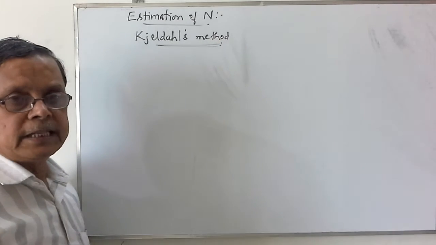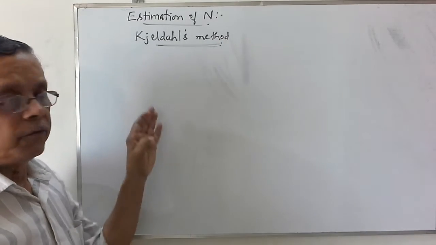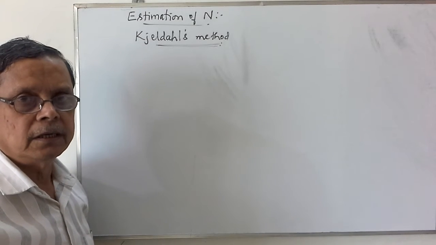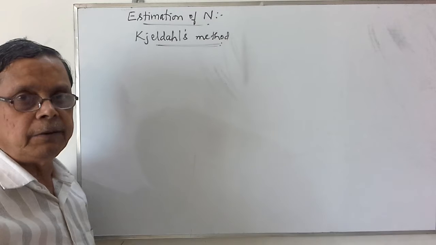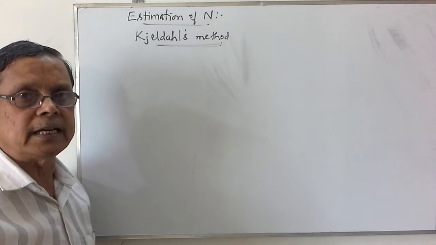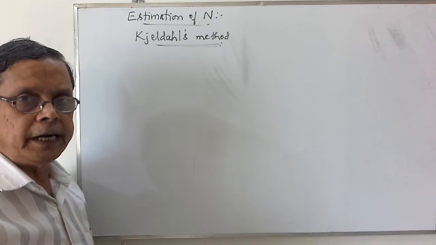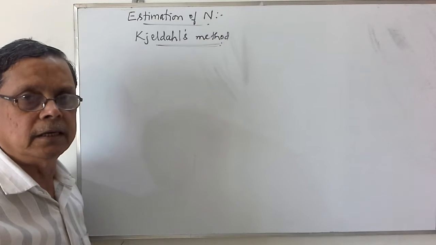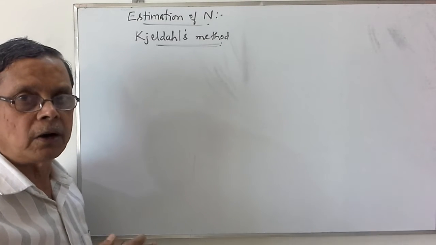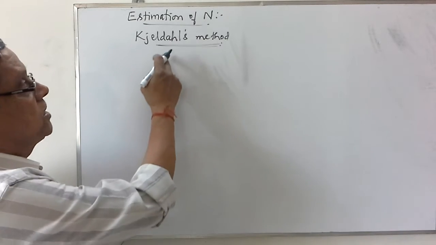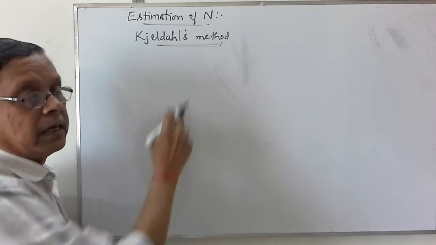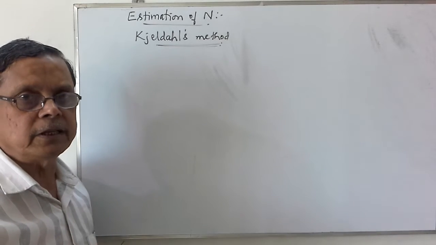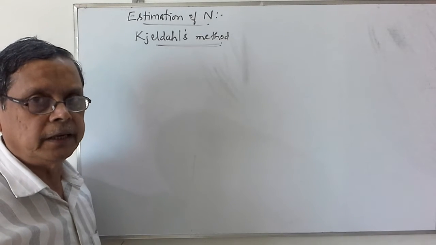This is the simplest method for the estimation of nitrogen, but it has certain limitations. As I told you in the previous video, if nitrogen is present as an azo group or nitro compound, or if it is a heterocyclic compound like pyridine, piperidine, pyrrole, etc., then such nitrogen cannot be estimated by Kjeldahl's method. That's why the most useful method for the estimation of nitrogen is the Dumas method.